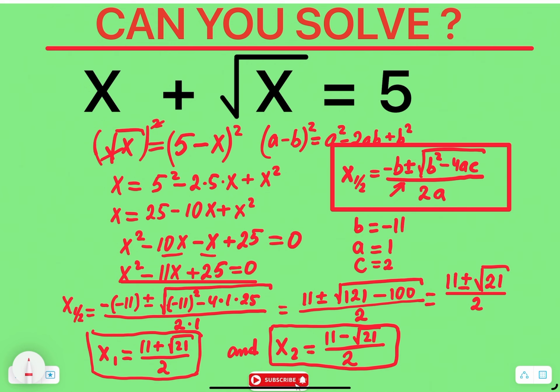I hope you understand and like this. This is one of the important parts of algebra that we meet in college and in school. So I hope it will be useful for you.